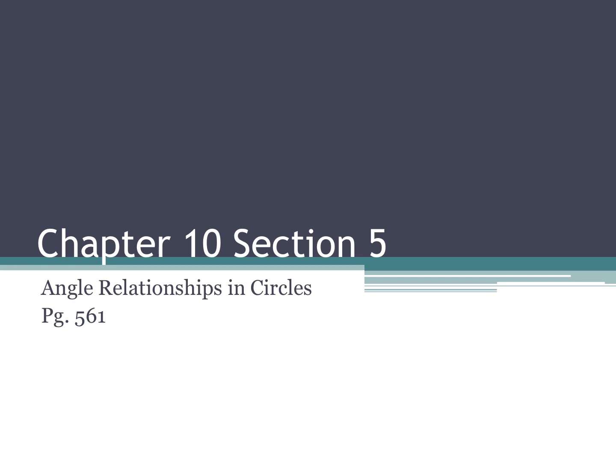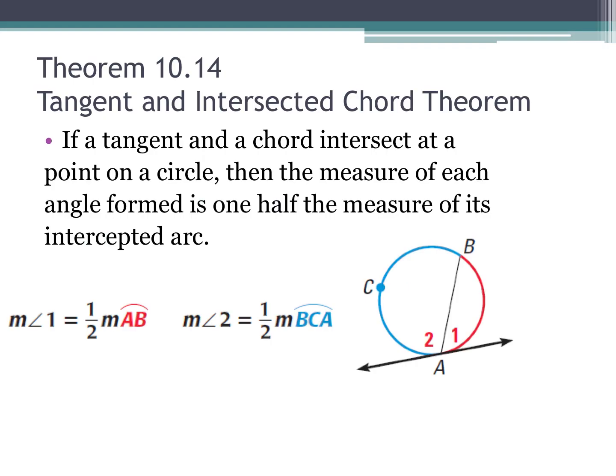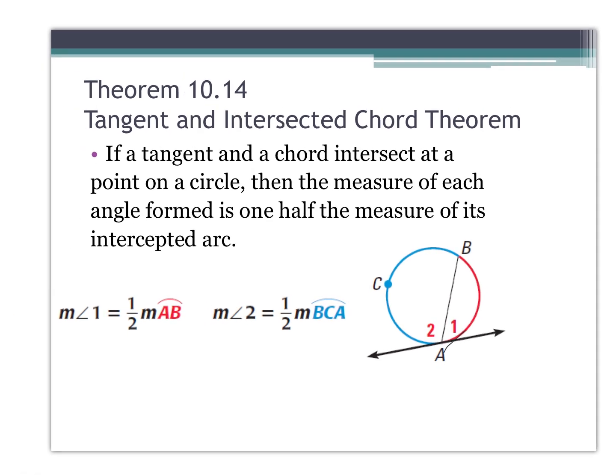In 10.5, we're going to continue learning about angle relationships in circles. So the first kind of relationship we're going to learn about is when you happen to have a circle and a tangent line. It's called the tangent and intersected chord theorem. It says that if a tangent and a chord intersect at a point on a circle, then the measure of each angle formed is 1/2 the measure of its intercepted arc.